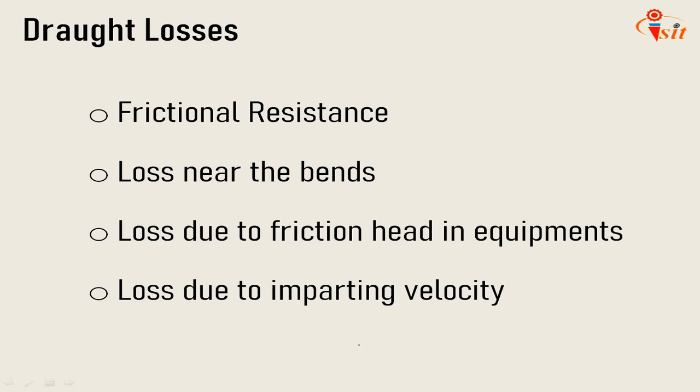Now the next slide shows us the draught losses. So which are the factors which lead to losses in the draught? First one is the frictional resistance offered by the flues and gas passages to the flow of flue gases. Next is loss near the bends in the gas flow circuits. Loss due to friction head in equipment like grate, economizer, superheater, etc. And loss due to imparting velocity to the flue gases.